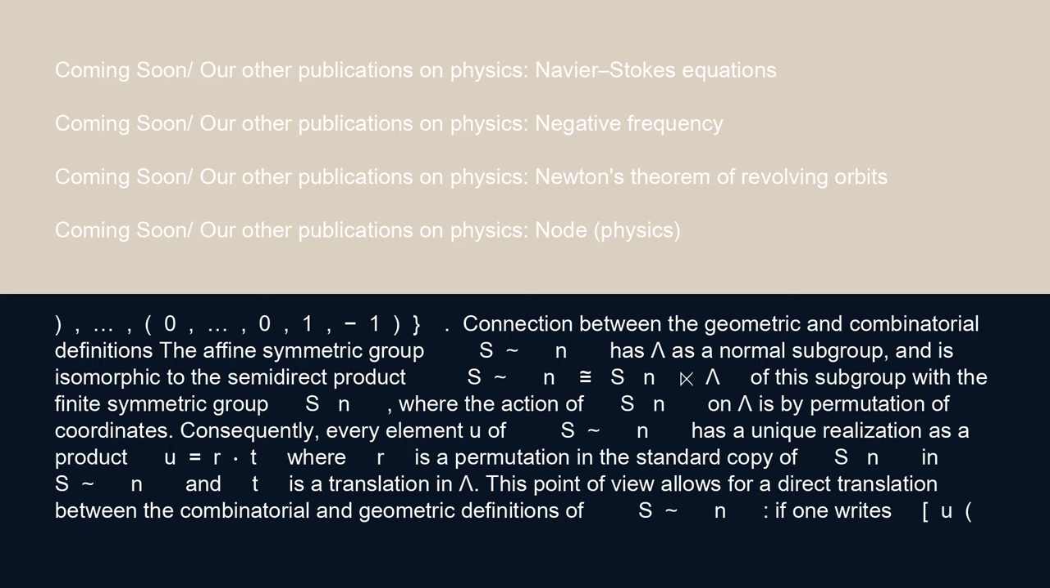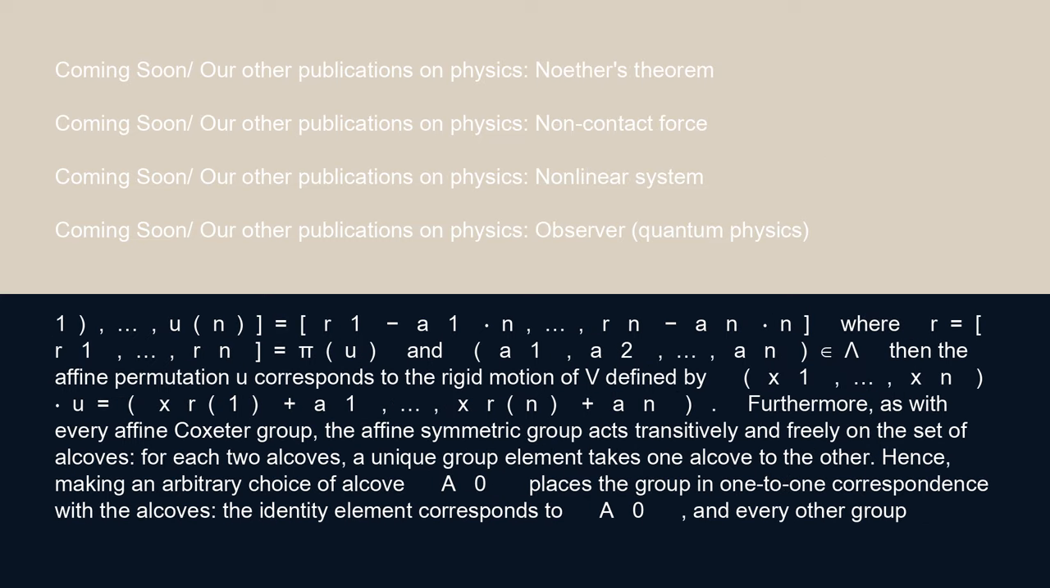Consequently, every element u of S̃_n has a unique realization as a product u = rt, where r is a permutation in the standard copy of S_n in S̃_n, and t is a translation in Λ. This point of view allows for a direct translation between the combinatorial and geometric definitions of S̃_n. If one writes u = [r_1 - a_1 n, ..., r_n - a_n n], where [r_1, ..., r_n] = π(u), and (a_1, a_2, ..., a_n) is an element of Λ, then the affine permutation u corresponds to the rigid motion of V defined by (x_1, ..., x_n)u = (x_{r_1} + a_1, ..., x_{r_n} + a_n).